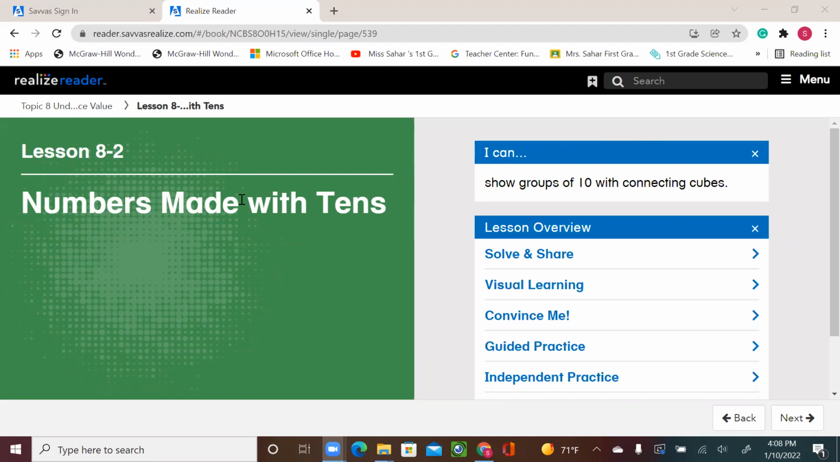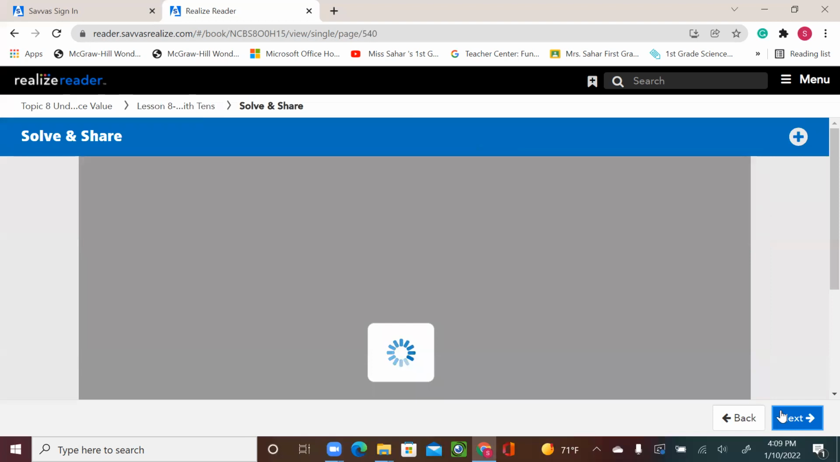In the previous lesson, we learned how to make the numbers 11 to 19 using 10 frames. And we learned that a group of 10, which is 10 ones added together, makes a group of 10. So for example, the number 12 will be one group of 10 and two leftovers. So let's start with today's lesson.